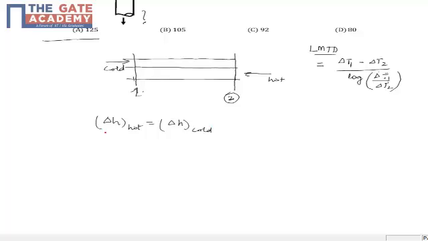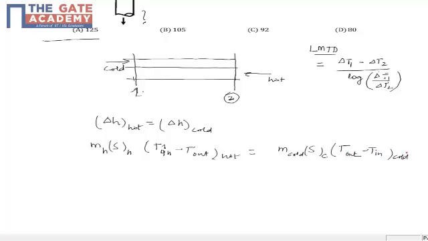And how do we write enthalpy? Enthalpy of these liquids is always given as m cp delta T. So mass of hot water, specific heat of hot water, into the decrease in the hot water temperature, T in minus T out for hot, is equal to mass of cold and specific heat of cold, times, because the temperature will increase, T out minus T in for cold. So this is basically the enthalpy change, which is always written as m cp delta T for liquids.